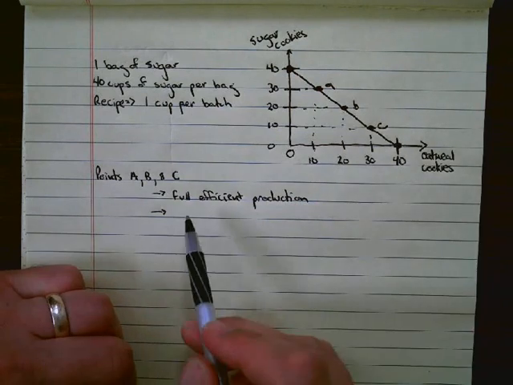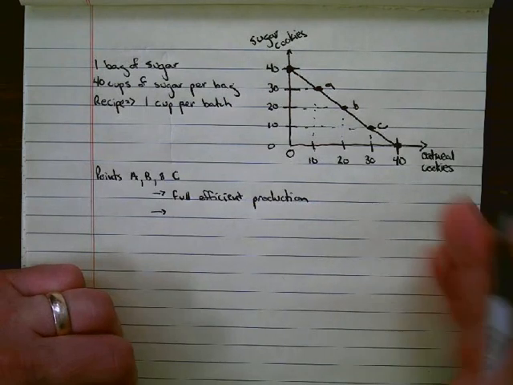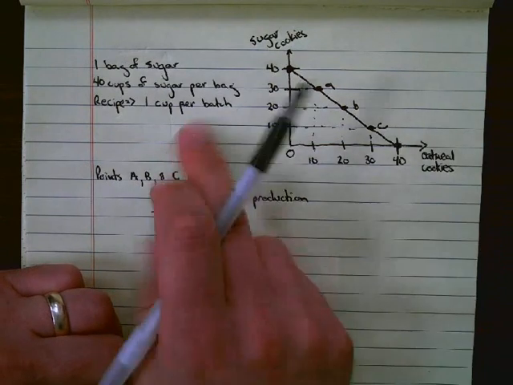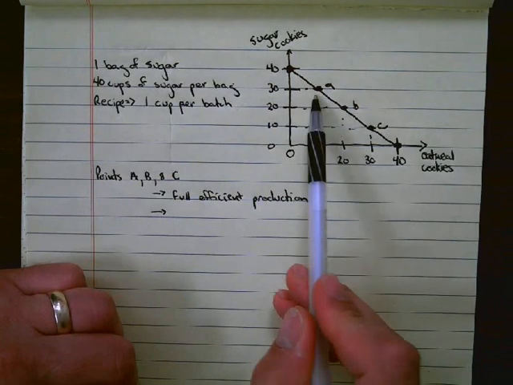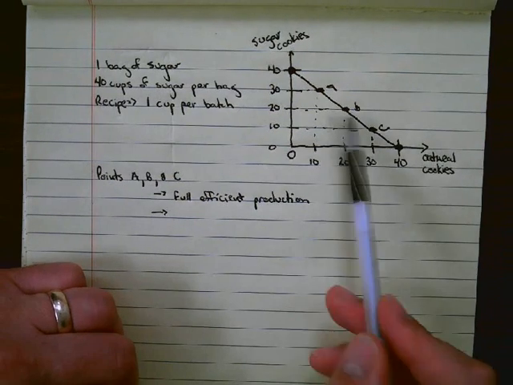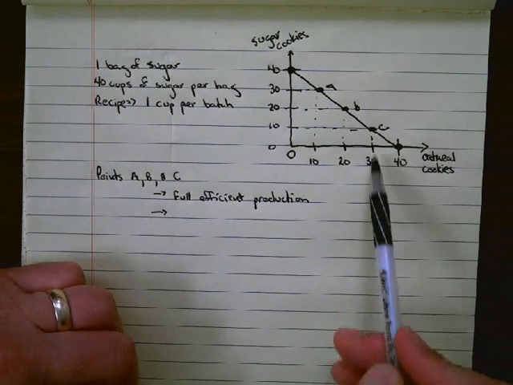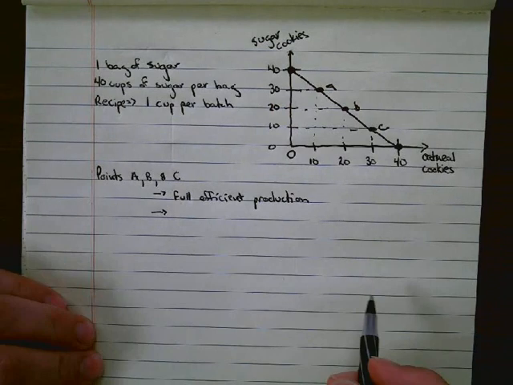We had full efficient production, and what does that tell you? Well, what it means is you were given the ability, based on these resources, to produce 40 batches of cookies. At A, you produced 40 batches. At B, you produced 40 batches. Or at combination C, you produced 40 batches. So that's why we say you were at full efficient production.